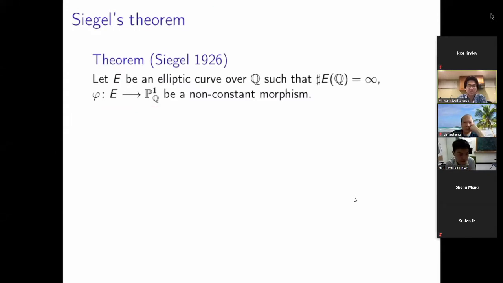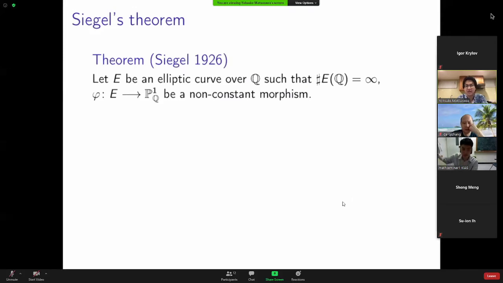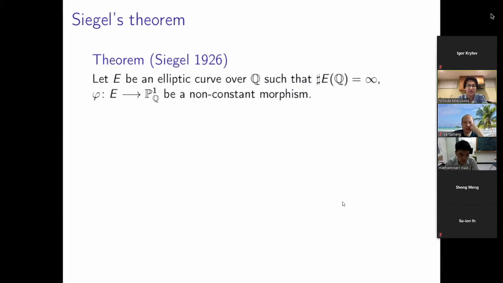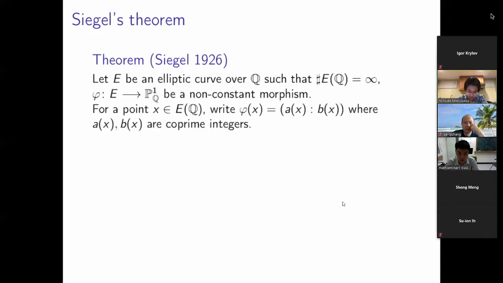Let's consider this morphism φ as a coordinate function on E. For example, if E is a Weierstrass form on the projective plane, φ can be, for example, the projection to the x coordinate. For a point x of E, let us write φ(x) as a pair of coprime integers a and b. Because this is a rational point, we can always write φ(x) in this form. So a and b are integers with GCD equal to 1.